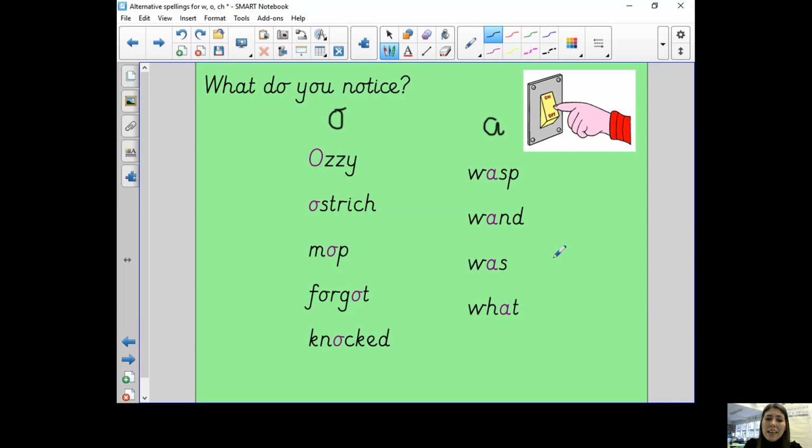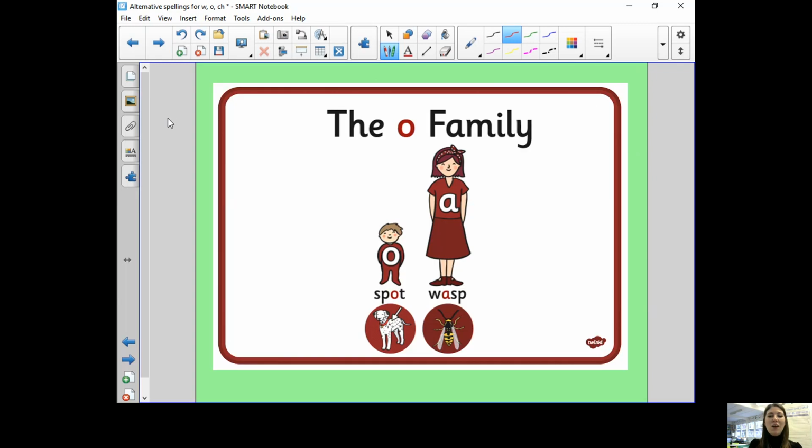But when I look over here at the words where the letter A is being used, I wonder if you can notice something that might be giving you a clue that might tell you when we need to use an A to make an O sound. You might want to pause the video and tell somebody at home what you've noticed. Now, I'm not going to share anything just yet because we have a family who are very excited to meet you this morning. Here we have the O family, just two members today.